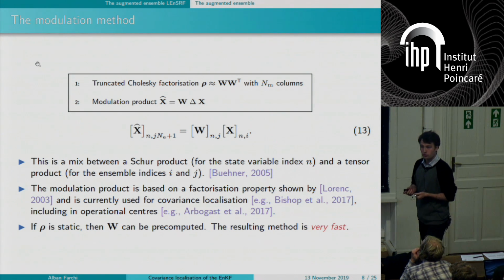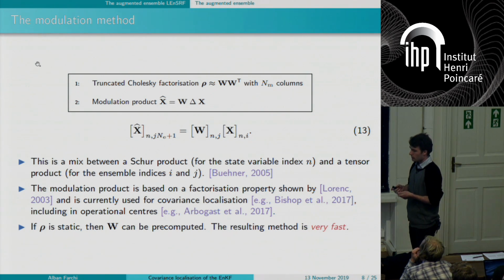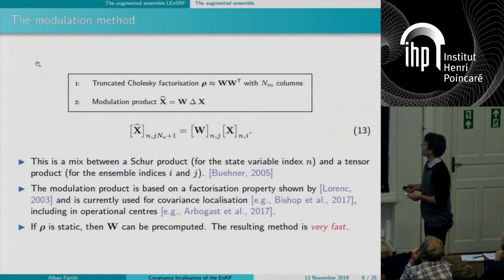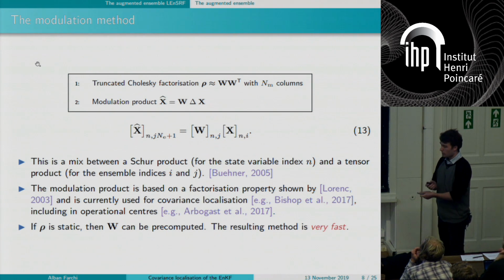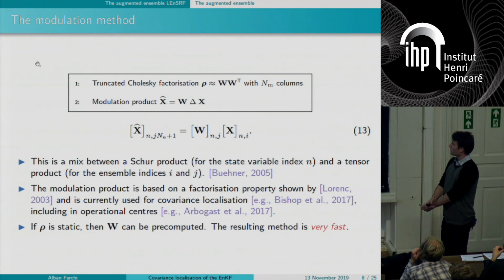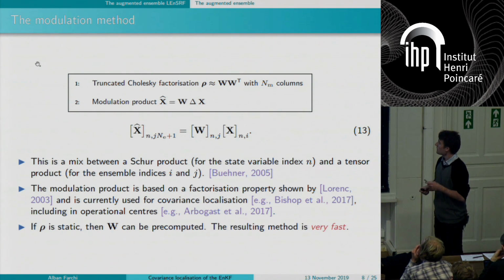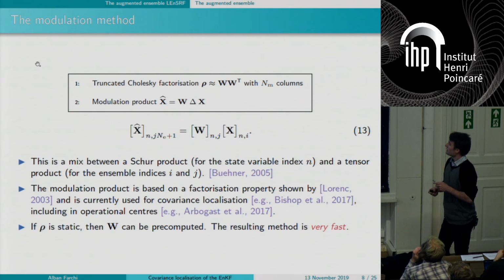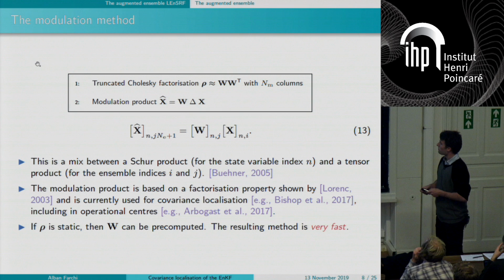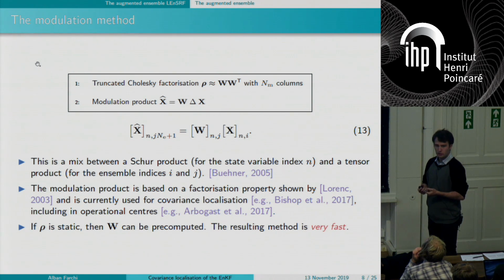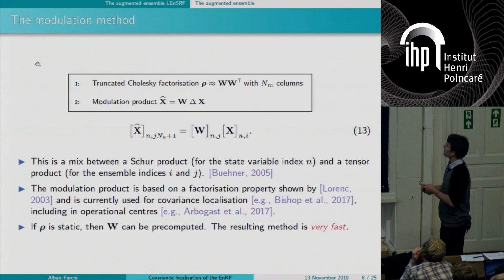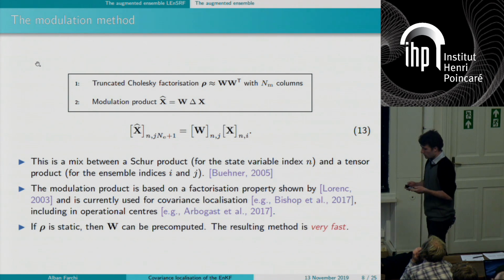This modulation product is based on a factorization property which has been shown by Lorenz in 2003, and it is already used for covariance localization, including in operational centers. A key idea with this method is that if the localization matrix is static in time, then we can pre-compute the Cholesky factorization. And the resulting method is very fast because you only have to compute this element-wise product.